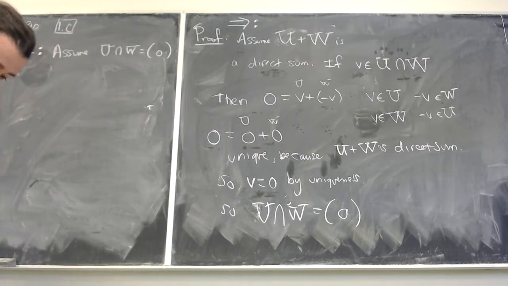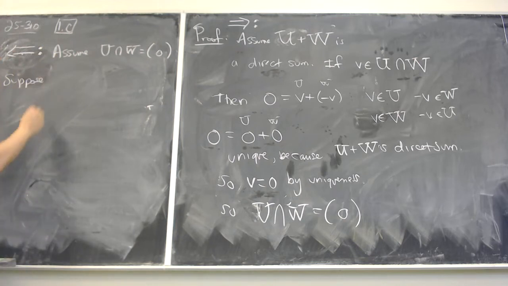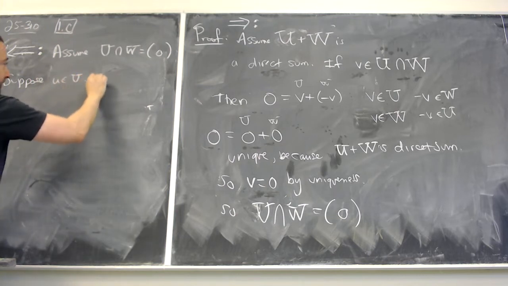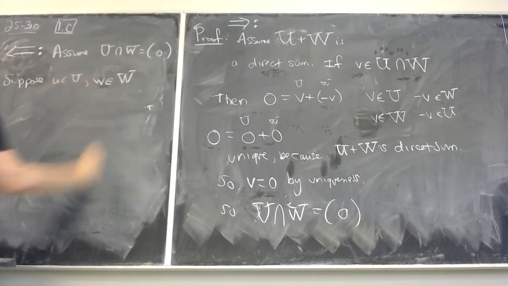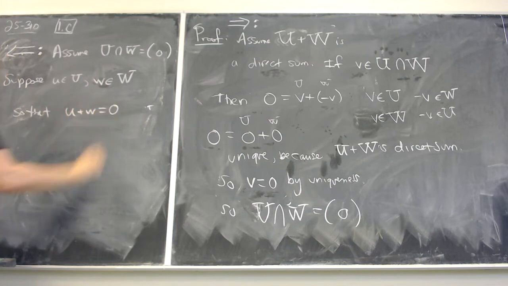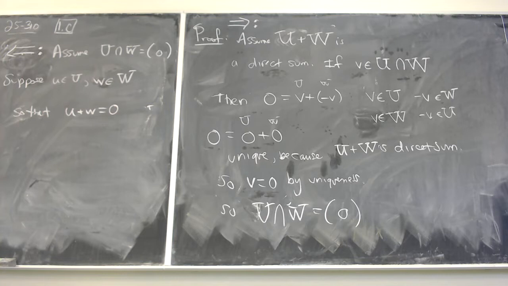So assume that our intersection is 0. Now suppose that we have a U in U and a W in W, an element of U and an element of W, that happen to be the case so that U plus W is equal to 0. Let's just suppose we have two elements, one from U and one from W, that happen to add to the 0 vector.